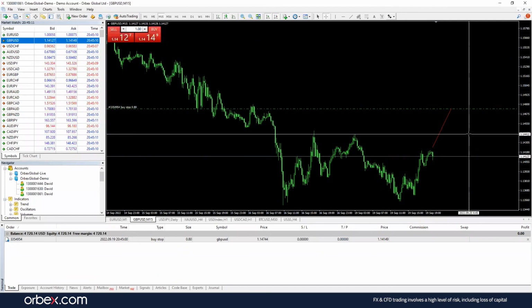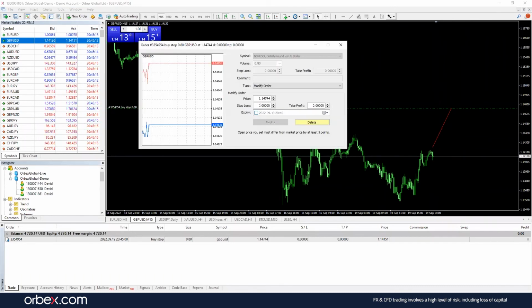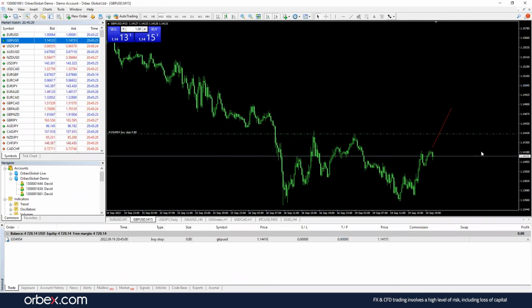So where did we say it was? We said 1.14418. Sorry, my mistake. So we're going to modify it to 1.14418. Modify. So there we go. Now I believe that because I'm going to be away from my PC, this order is going to open and keep on moving higher. So that's what a buy stop is. We're in the process of buying and we expect there to be a stop and then push higher. So that's the whole point.